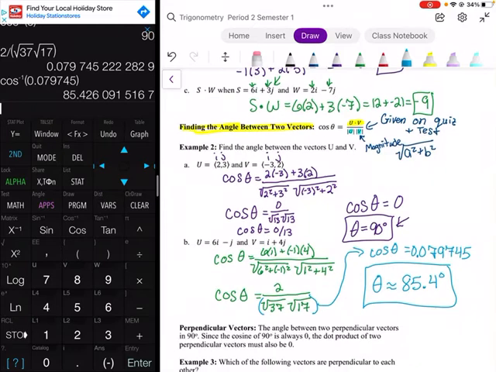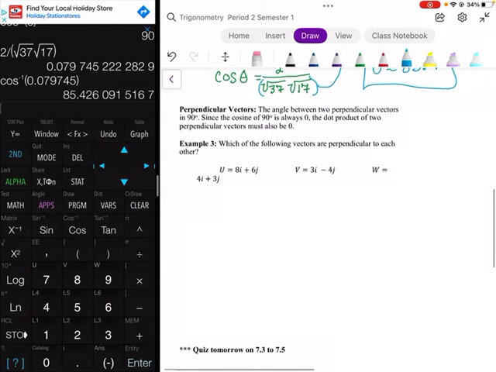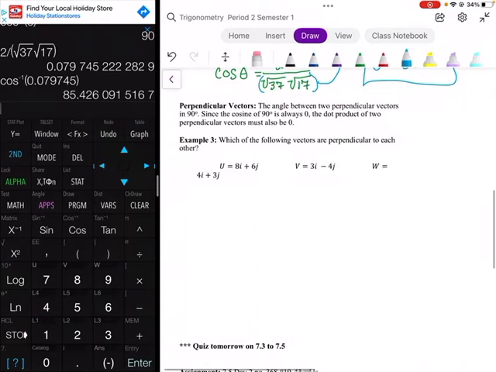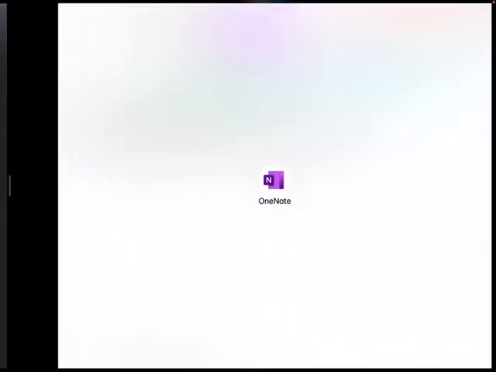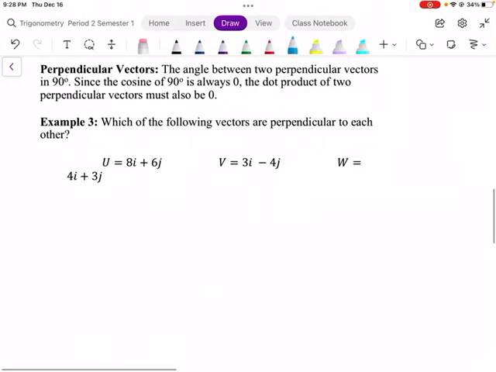All right. Next, another application for the dot product is determining whether two vectors are perpendicular. So we won't need our calculator for this part because it's pretty easy. So the angle between two vectors is 90 degrees when they're perpendicular. And since the cosine of 90 is always 0, that means the dot product of two perpendicular vectors must also be 0. So anytime you find the dot product between two vectors, if it equals 0, we have enough information to say they are perpendicular.